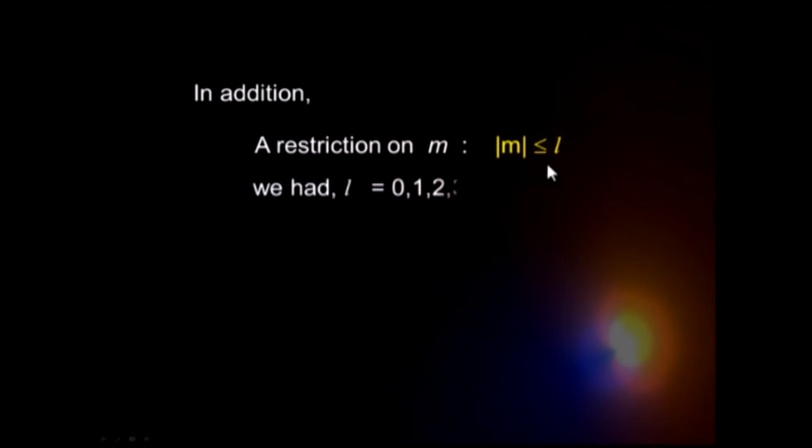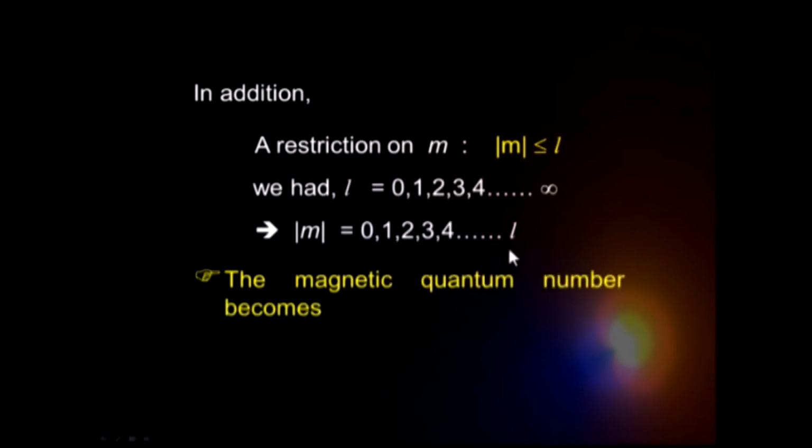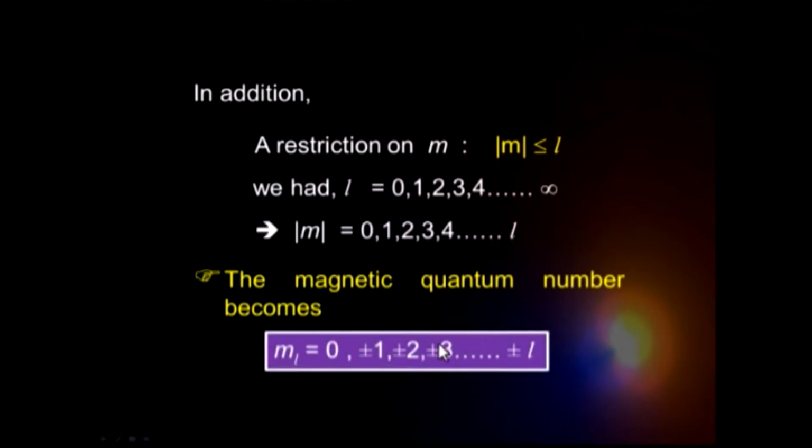If I try to see, we had the value of L equal to 0, 1, 2, 3 up to infinity, and since mod of m can have a value less than or equal to L, my mod m now becomes 0 up to L and not up to infinity, because depending on what value of L I have, the values of m are also dependent on that. In other words, the possible values of the magnetic quantum number m are 0, plus minus 1, plus minus 2 up to plus minus L, and not till infinity. L may not be infinity at all. We'll come to that as we proceed a little further.